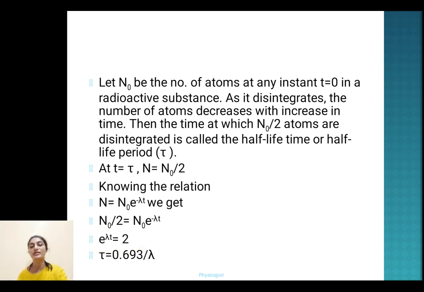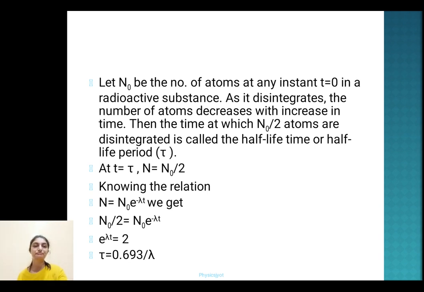When we take the log of both sides, we get tau equals 0.693 upon lambda. Or you can simply say tau equals log 2 upon lambda, and the value of log 2 is 0.693. No need to write down this value.